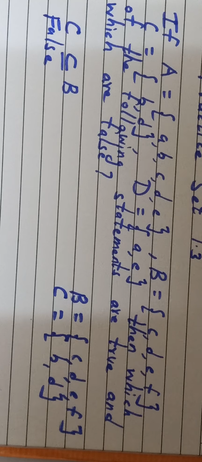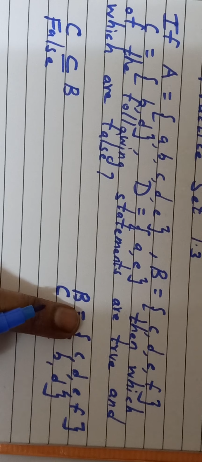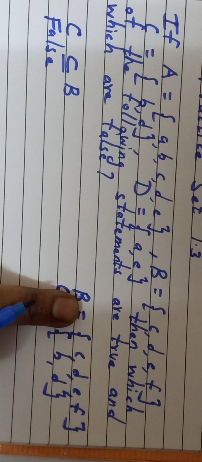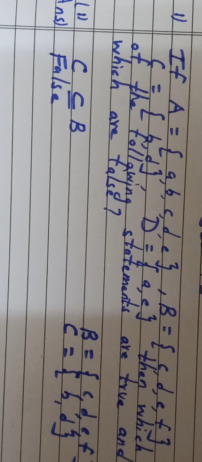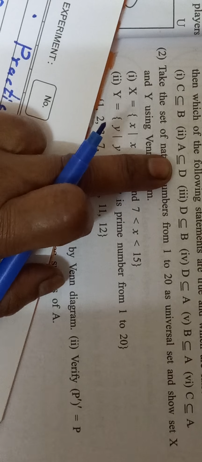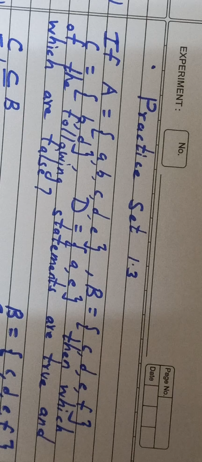Okay, they have not asked for a reason. If you want, you can write that element B of set C is not there in set B. So set C is not a subset. So false. If you just write false, that is also okay. Now next what they have asked: A is a subset of D. This they are asking. So now A is a subset of D, that we will discuss.